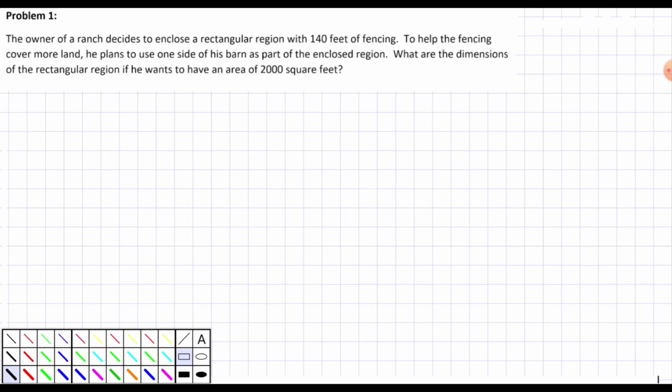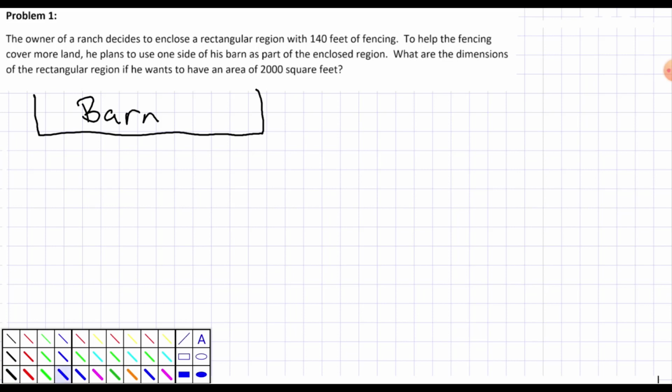Alright, so what I heard as I read this was that this farmer wants to have a rectangular region and he's going to use his barn. Let me draw it in. I'm going to say this is his barn. Okay, so that's the barn, and he's going to put some rectangular region on the side of that barn.